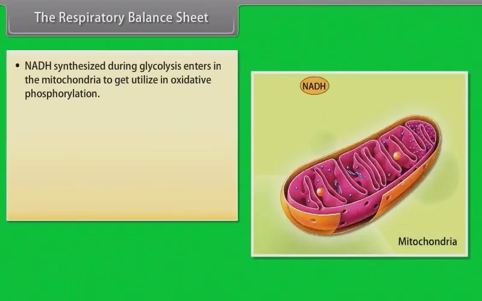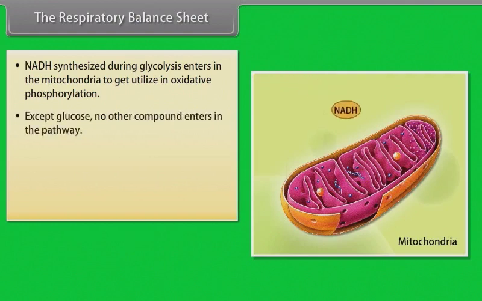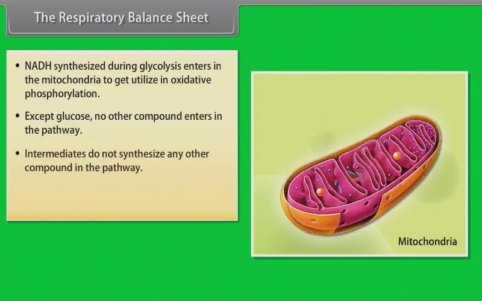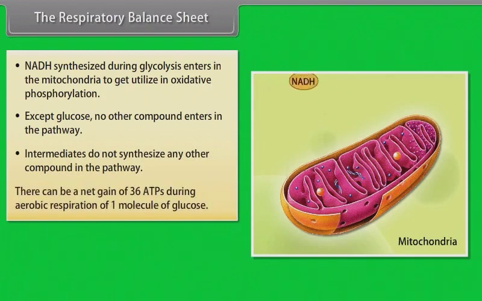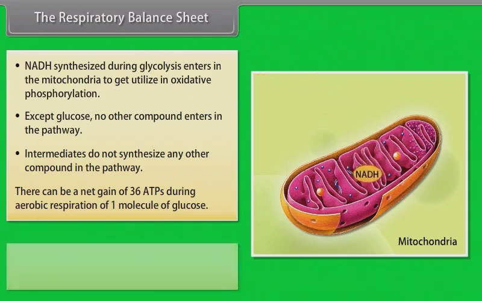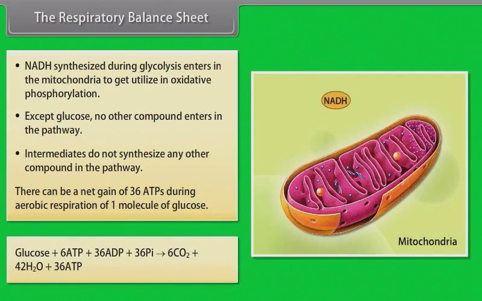NADH synthesized during glycolysis enters the mitochondria to get utilized in oxidative phosphorylation. Except glucose, no other compound enters the pathway. Intermediates do not synthesize any other compound in the pathway. There can be a net gain of 36 ATPs during aerobic respiration of one molecule of glucose. Glucose plus 6 O2 plus 36 ADP plus 36 Pi gives 6 CO2 plus 42 H2O plus 36 ATP.